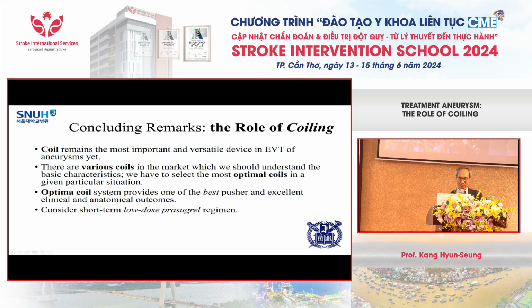In conclusion, coil remains the most important and versatile device in endovascular treatment of aneurysm until now. And there are various coils in the market. So we should understand the basic characteristics of all the coils, and we have to select the most optimal coil in a given particular situation. And the Optima coil system provides one of the best pushers and excellent clinical and anatomical outcomes. And please consider the short-term low-dose prasugrel regimen.